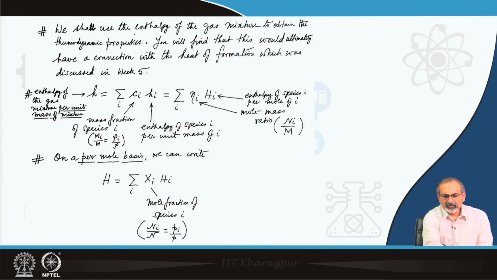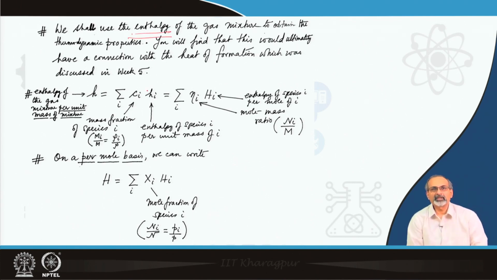We will begin with the use of enthalpy of the gas mixture to obtain the thermodynamic properties. Like we do with enthalpy, it can be similarly done with any other thermodynamic property as well on similar lines. If we start with enthalpy, we will find that we will ultimately be able to see a connection with the heat of formation concept, which we have learnt earlier and was discussed in week 5.